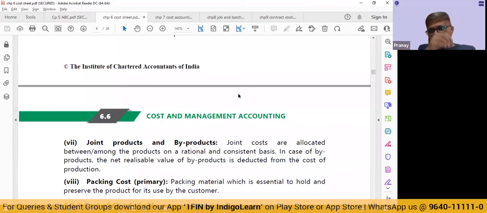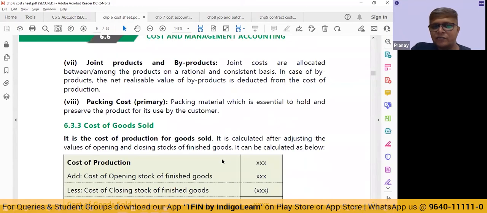But if the factory is making, let's say, 10 different products, but one particular product requires a special type of machinery, the cost of that machinery becomes directly attributable to that product and it will go as direct expenses. So, that is the way we will have to understand.